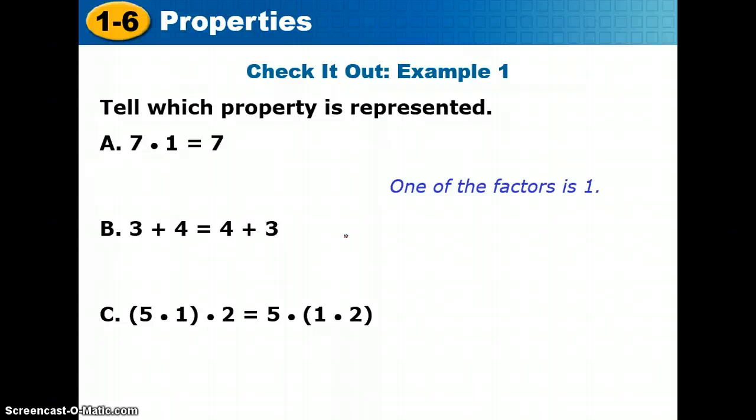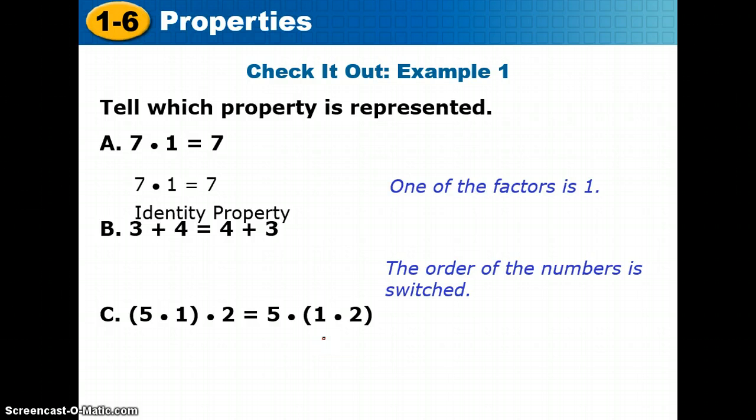Nan rode the roller coaster twice as many times as she rode the Ferris wheel. So to find the number of times she rode the roller coaster, I have to know how many times she rode the Ferris wheel. And it's twice as many, so I'm going to multiply by 2.